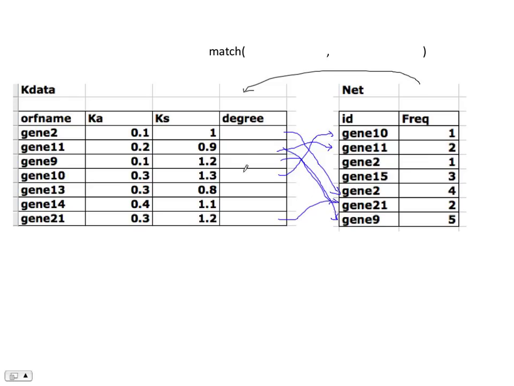So basically, if we do a manual merge of the two spreadsheets, we have to match them row by row manually. Gene 2 is in this row, and that's 1, 2, 3, 4, 5. This is the fifth row. So if we match it, this one goes to the fifth row. Gene 11, we go to the second row. Gene 9, we go to the seventh row. We have to put the frequency in a different order, by the matching order. And this is exactly what the match function is doing.